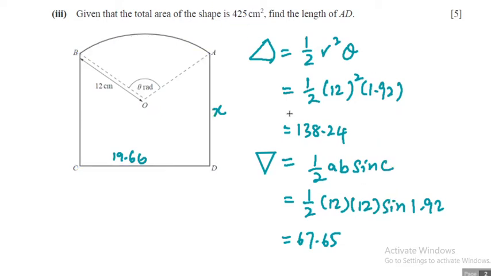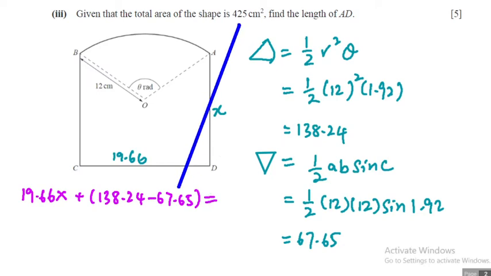I'm going to form the equation here. So I will write here 19.66x plus, this is the segment, 138.24 minus 67.65. This is equals to 425. Okay, so I will write 425. Okay, so I'll just draw a line there.